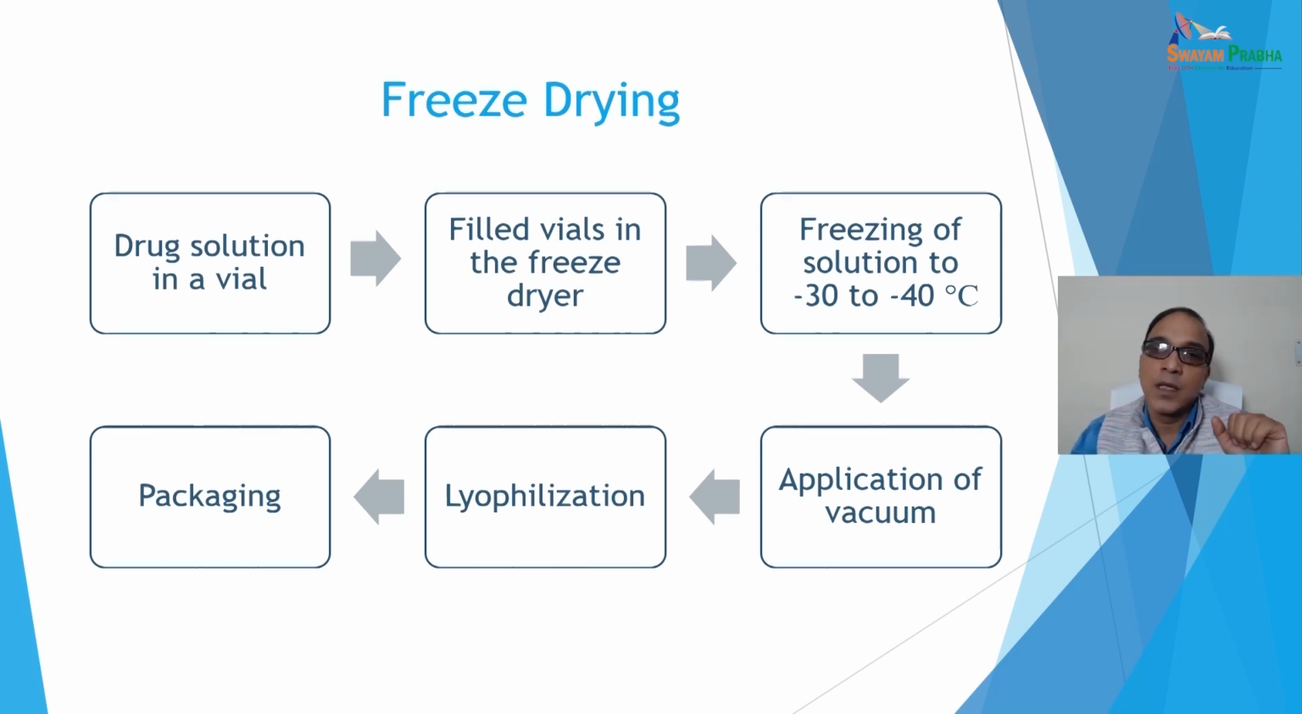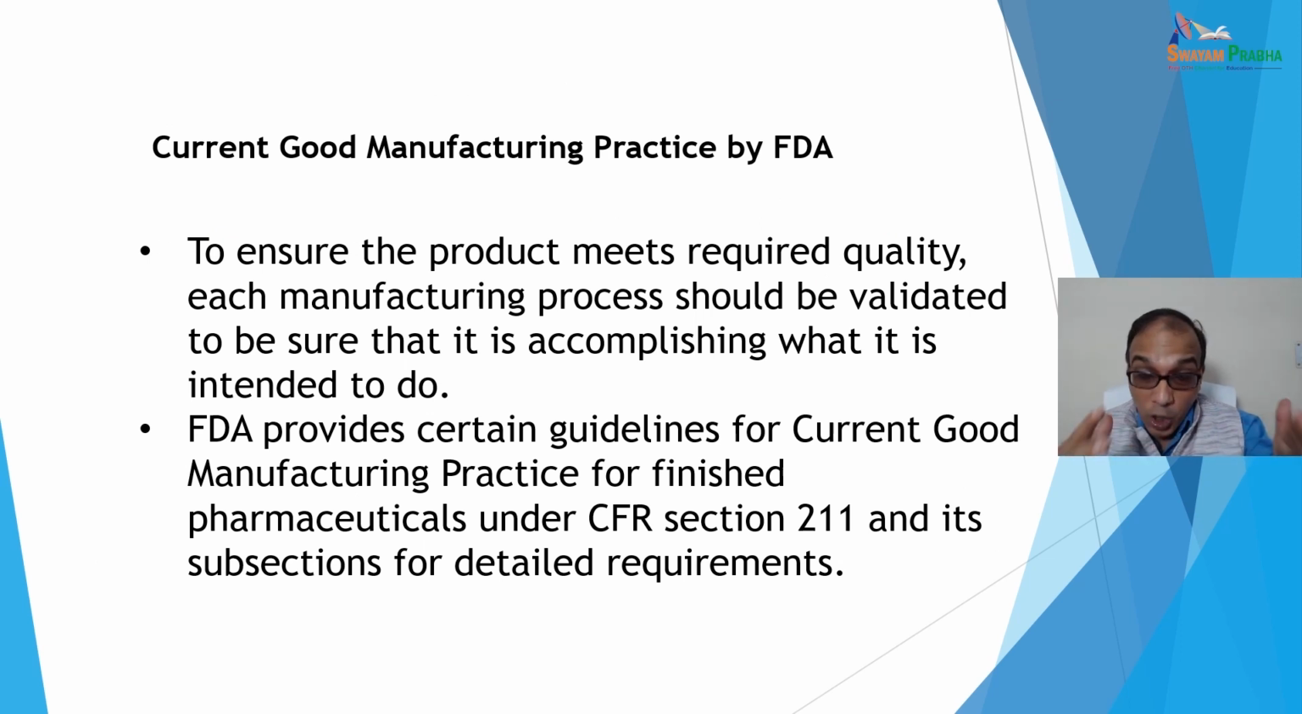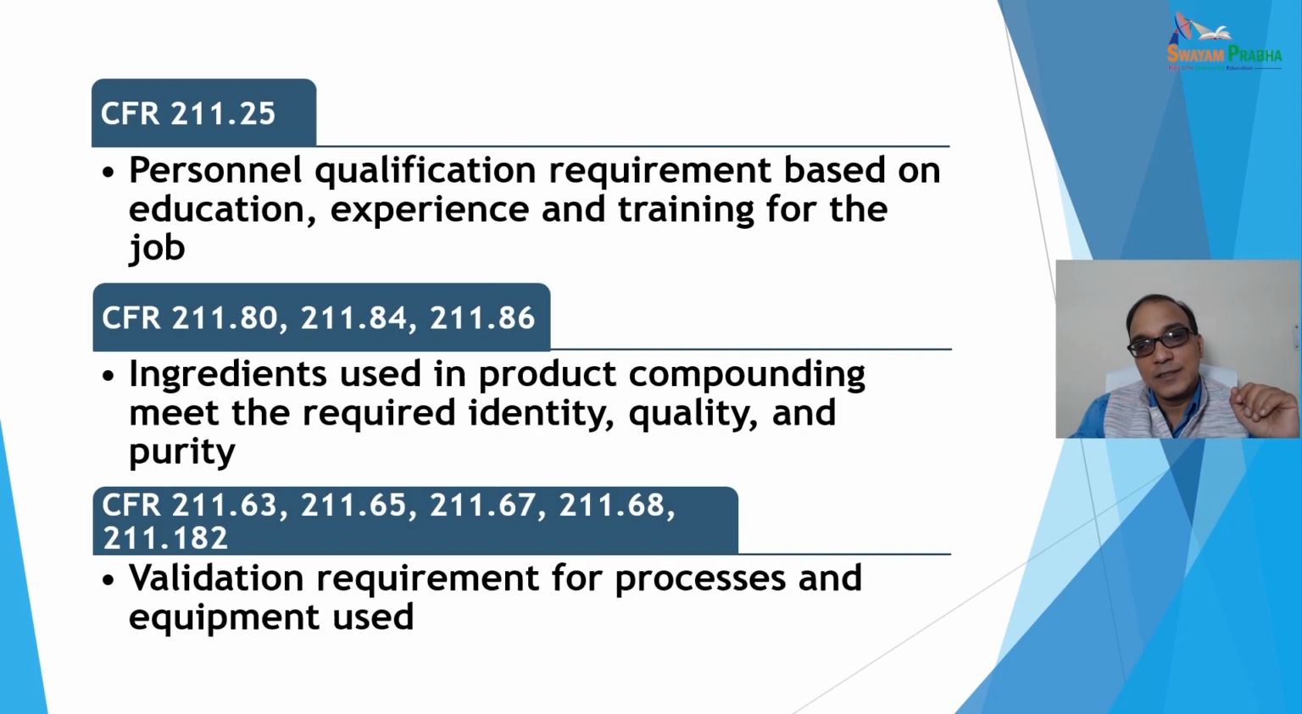Okay. So to ensure the product meets the required quality, each manufacturing process should be validated to be sure that it is accomplishing what it is intended to do. That is called validation. Sterile product validation must be done when you are going for parenteral manufacturing. FDA provides certain guidelines for current good manufacturing practices for finished pharmaceuticals under CFR section 211 and its subsections for detailed requirements. What are these?